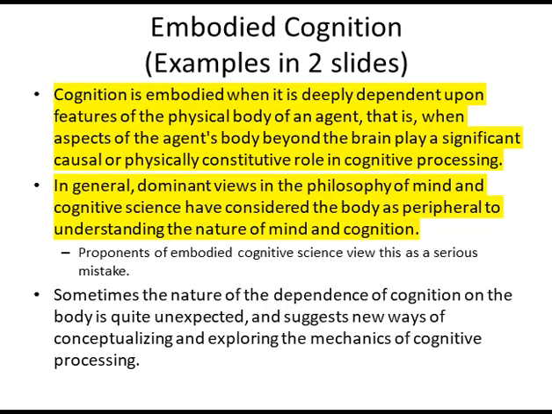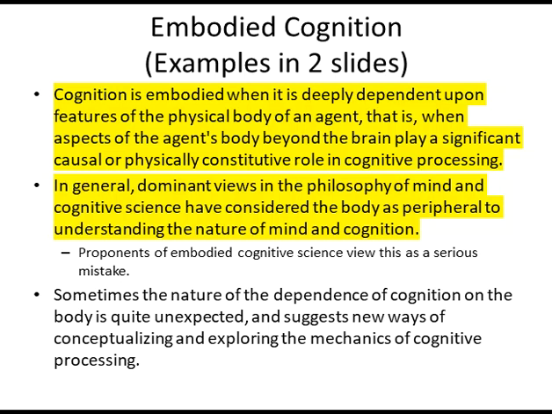The other concept is embodied cognition. Cognition is embodied when it is deeply dependent upon features of the physical body of an agent. That is, when aspects of the agent's body beyond the brain play a significant causal or physical constitutive role in cognitive processing. In general, dominant views in the philosophy of mind and cognitive science have considered the body as peripheral to understanding the nature of mind and cognition.